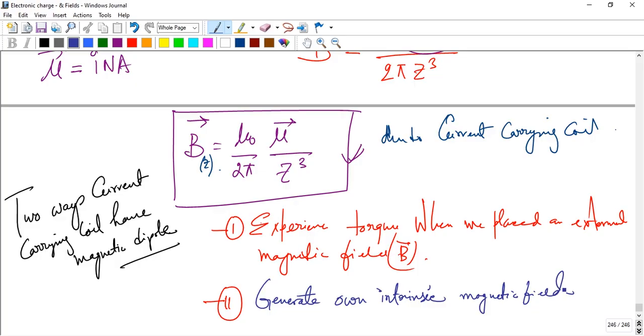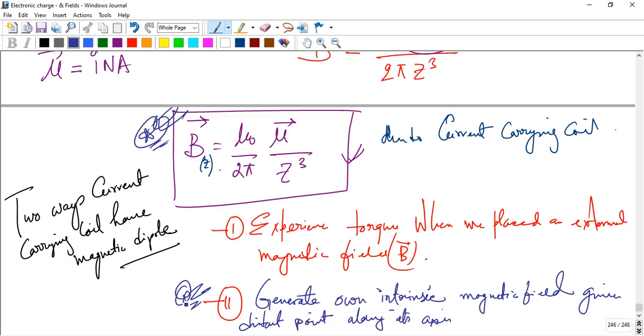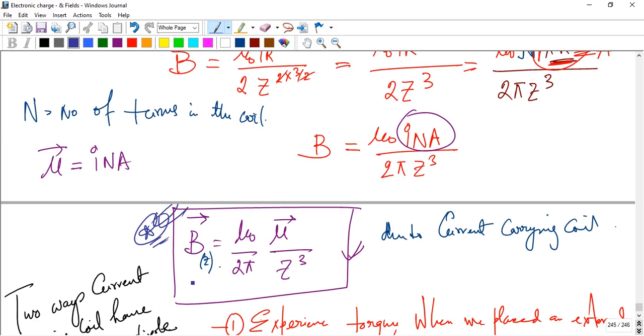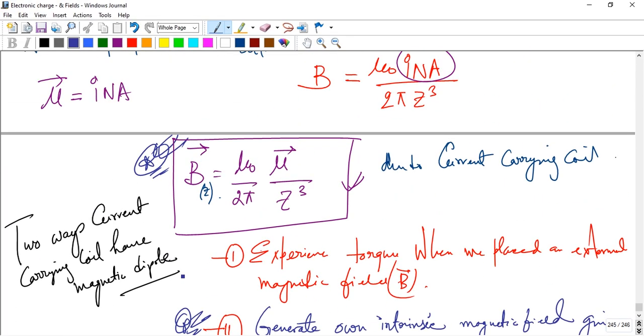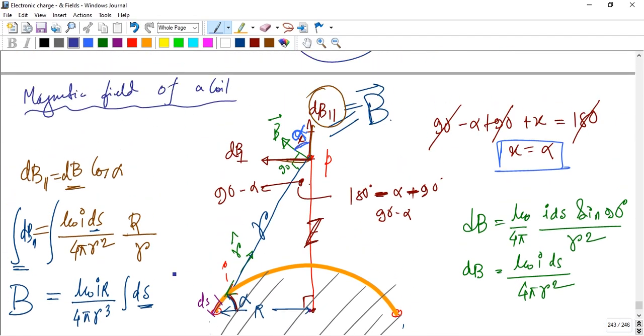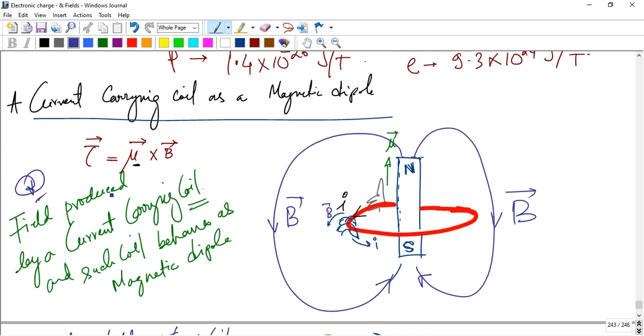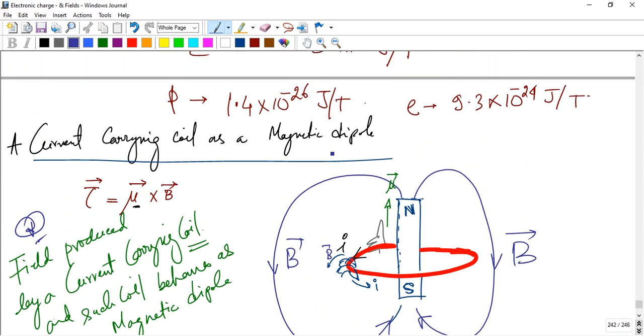That is, at a distant point along its axis, that's the derivation we did. Okay, clear? A very small topic: the magnetic field of a coil, and the current carrying coil as a magnetic dipole.